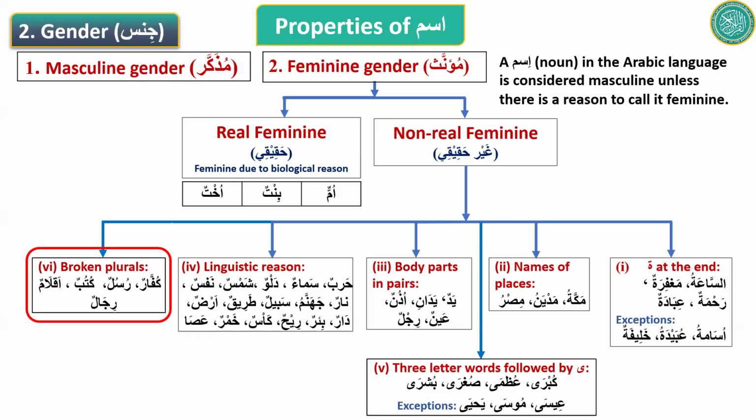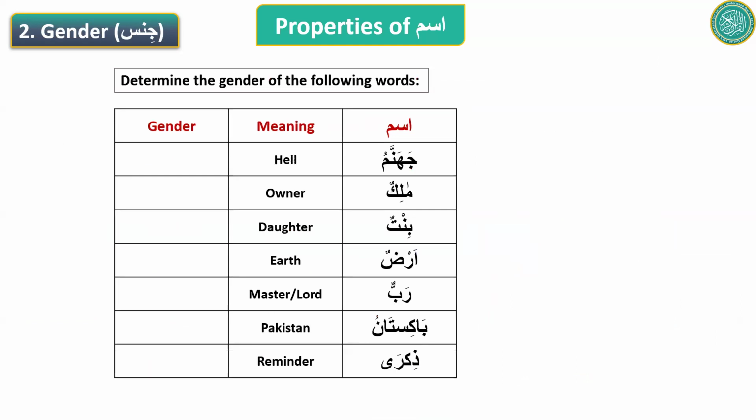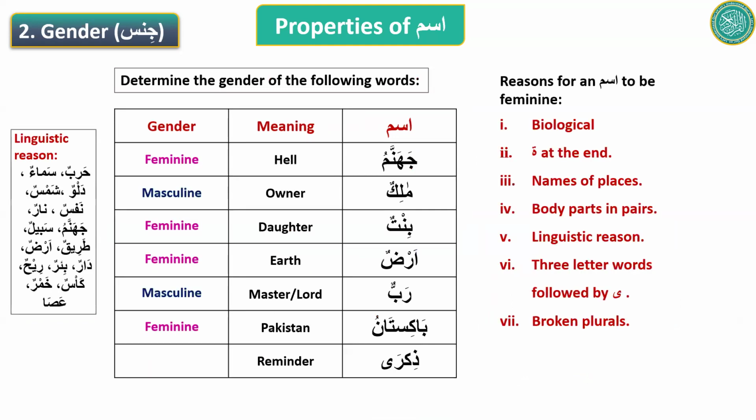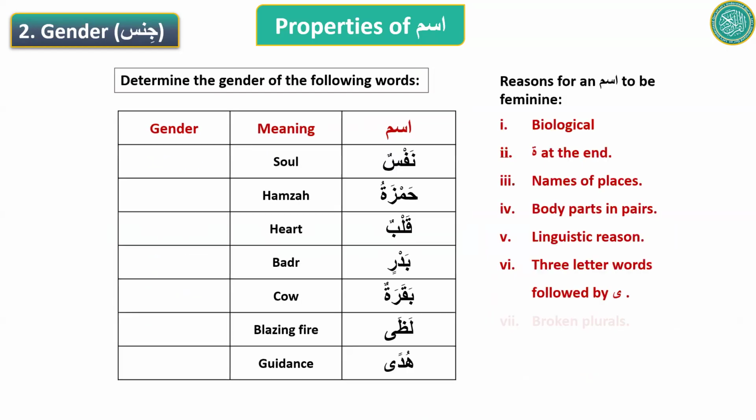So if you see an ism and you want to determine if it is masculine or feminine, you look for reasons to call it feminine. So you see if it is a real feminine. If it is not, then you look for any reasons to call it non-real feminine. And if you don't find any of those reasons as well, then you say the word is masculine. So this is how you process this. Then we practiced, we determined the gender of different words. I will not go through that.